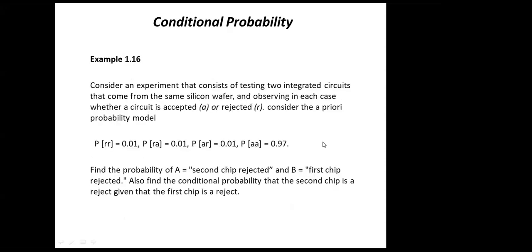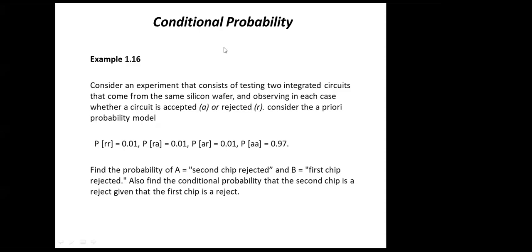Let's solve this problem. We have example 1.16, look at this one. Consider an experiment that consists of testing two integrated circuits that come from the same silicon wafer and observing in each case whether a circuit is acceptable or rejected. Consider the a priori probability model: P(RR) equal to 0.01, P(RA) equal to 0.01, P(AR) equal to 0.01, and P(AA) equal to 0.97. Now tell me, what are these?